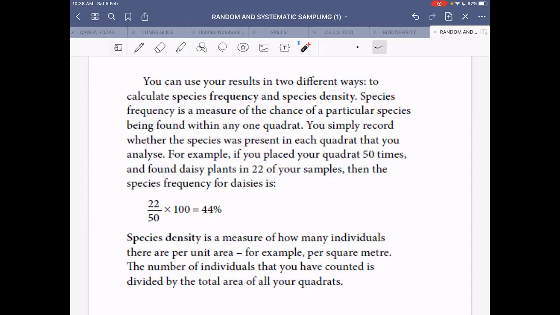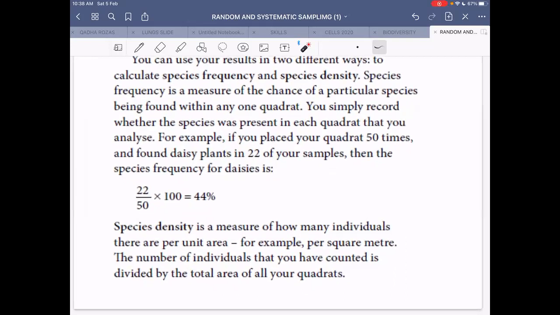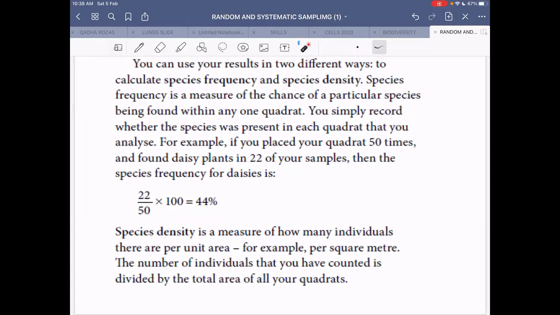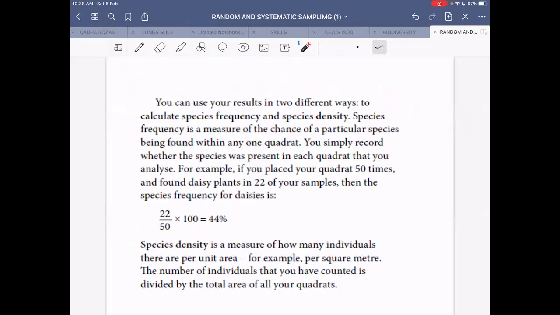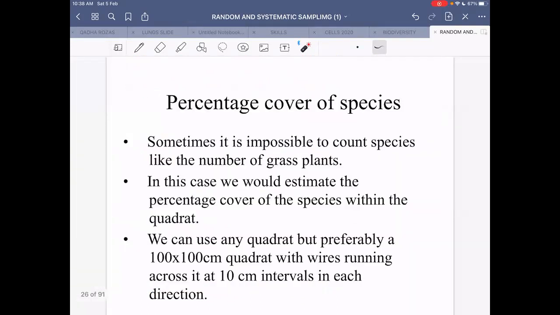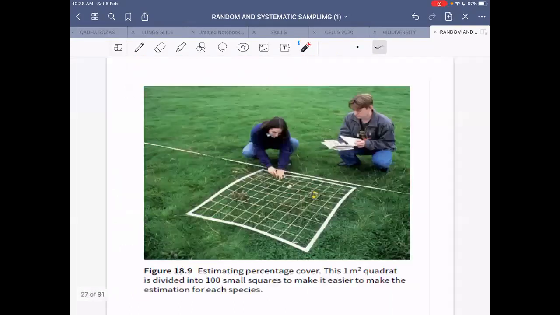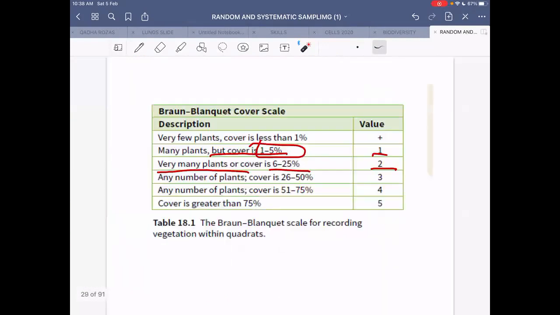This is species frequency. Second thing is species density is a measure of how many individuals there are per unit area or per square meter. So for species density, you will count the number of the individuals divided by the total area of all your quadrats. ठीक है? अच्छा, अब इसको दिमाग में रखते हुए we will be doing this question.